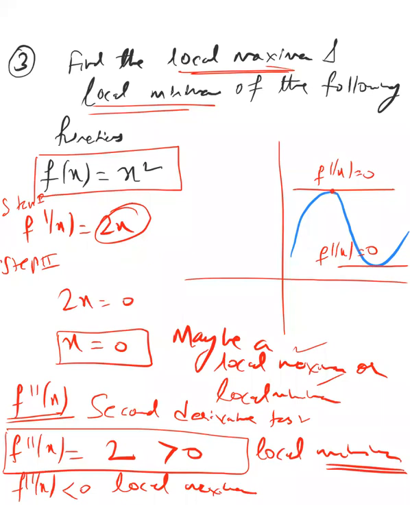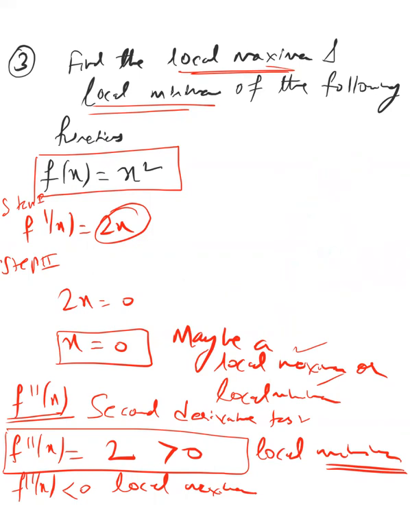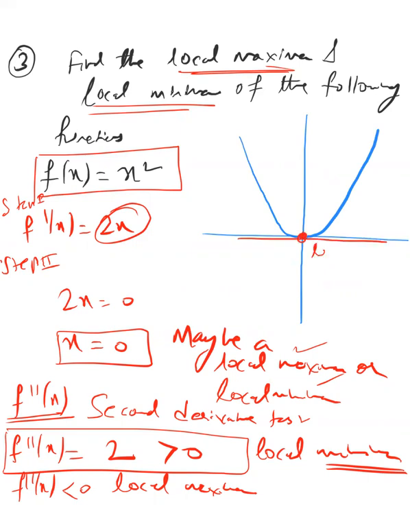Even if you plot the graph, you can easily find the local minima and all. x square equal to y means this is the graph. So obviously here there will be a local minima at x equal to 0. And what will be the local minimum value? That will also be 0. y equal to x square, so y equal to 0. This is the local minimum value. Note it and raise your hand if you have completed.